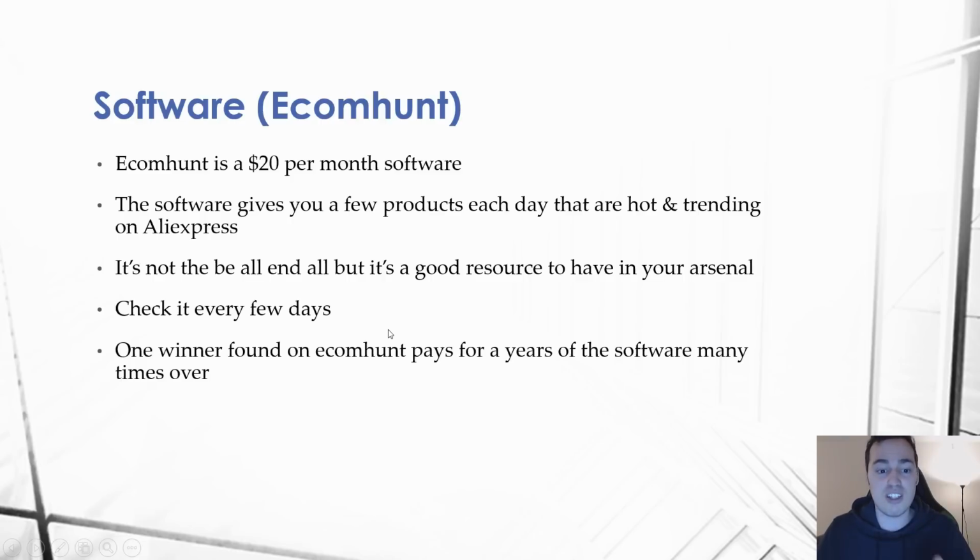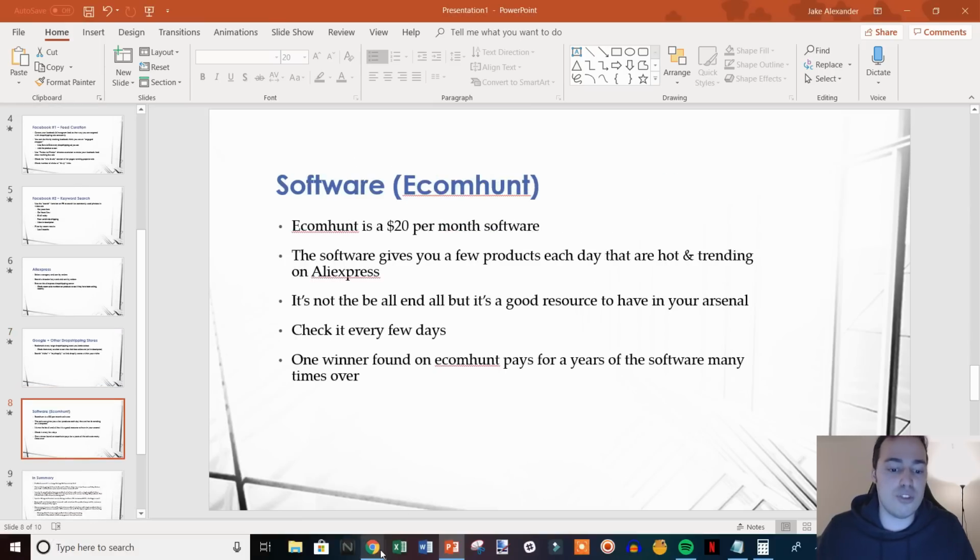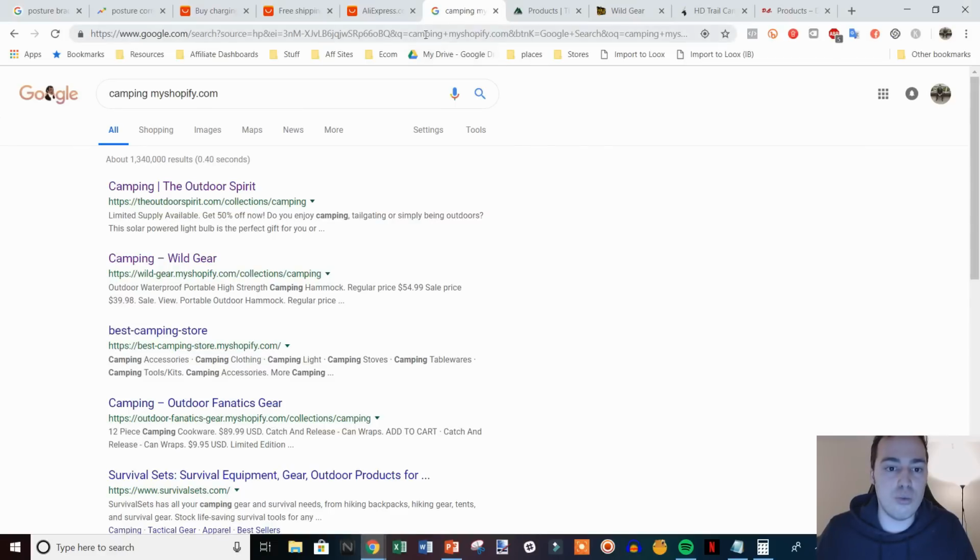It's something you can come back and check every few days. And if you even just find one winner through Ecomhunt, it essentially pays for years and years of the software many times over, because it's $20 per month, and most winners will at least make you 5 figures, if not more than that. So it's definitely something that I like having in my arsenal that I personally recommend. And we'll just take a look at it real quick.